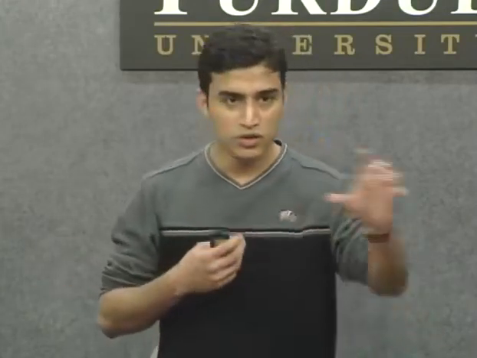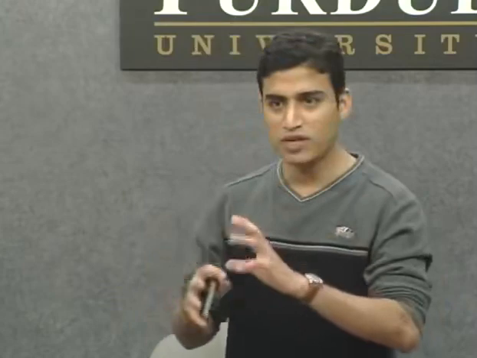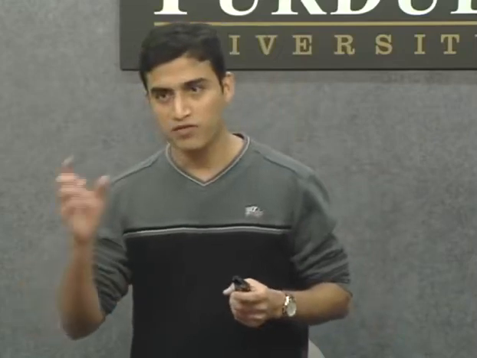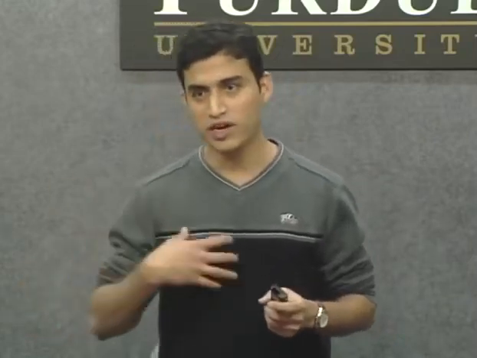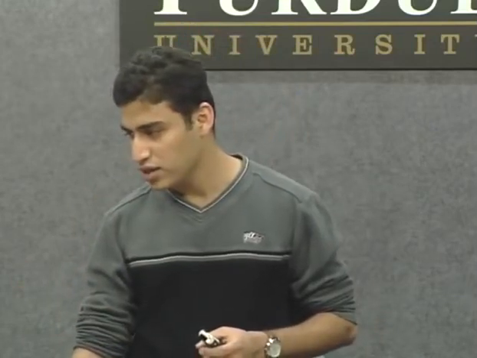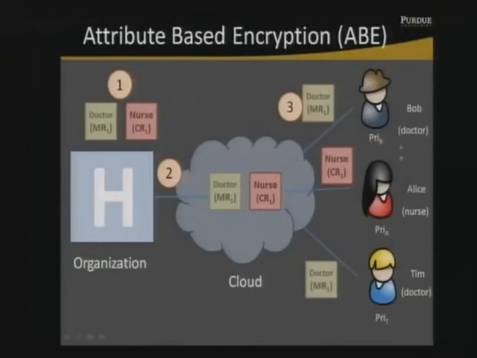So those attributes are used as the public key, and whoever wants to encrypt something uses those attributes and encodes them in the encrypted document. And if you have the corresponding private keys for those attributes, you can decrypt the documents. So here, the users have the attributes doctor, nurse, and doctor. So there are 2 doctors and 1 nurse.